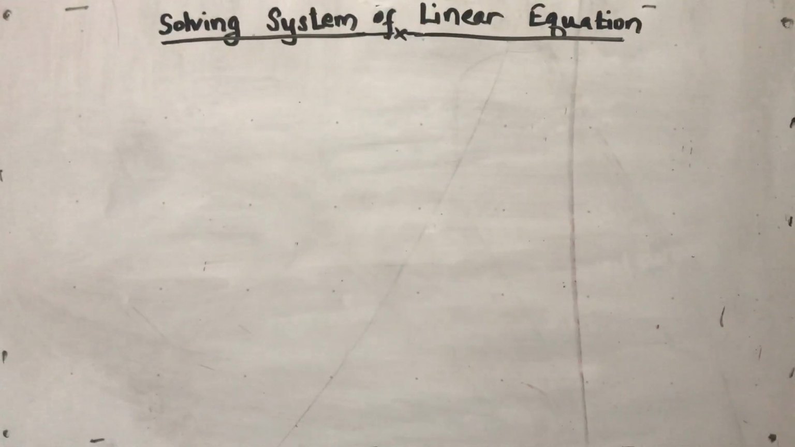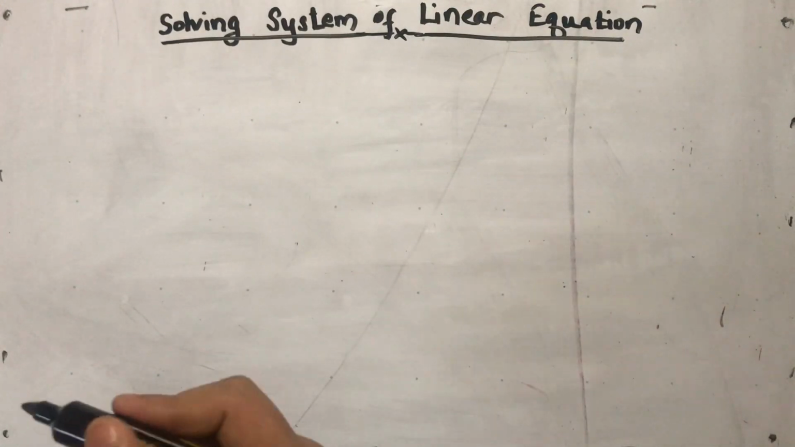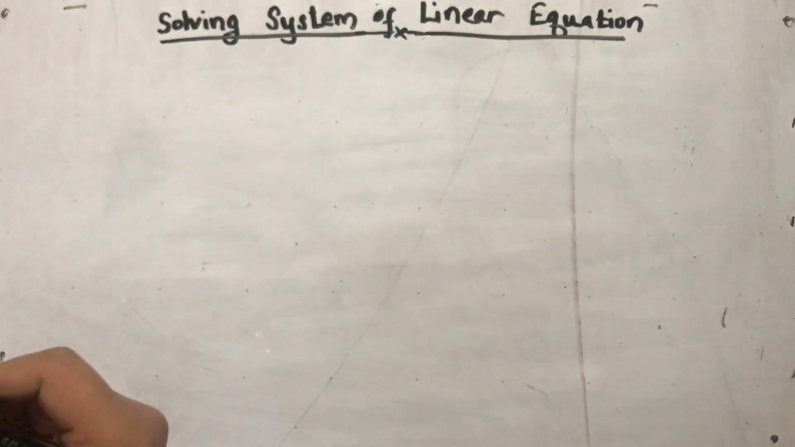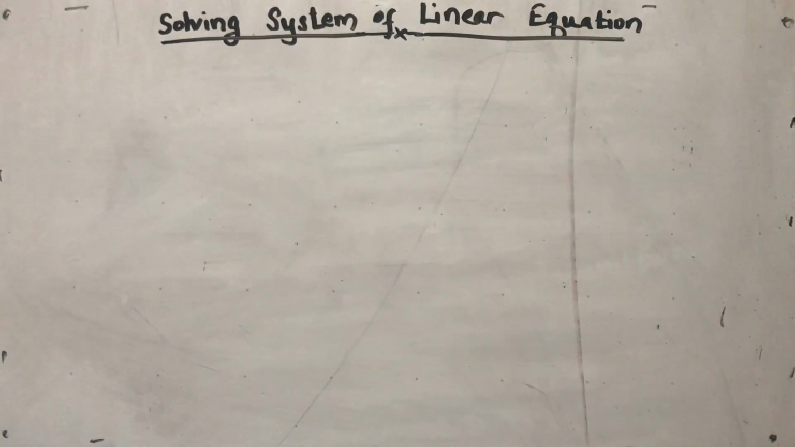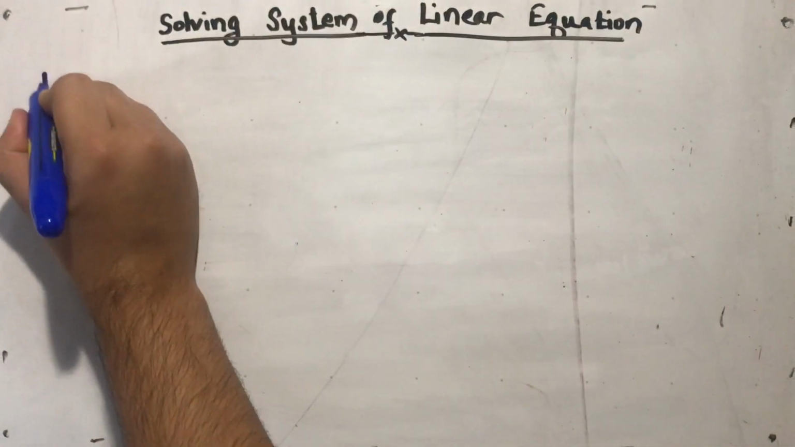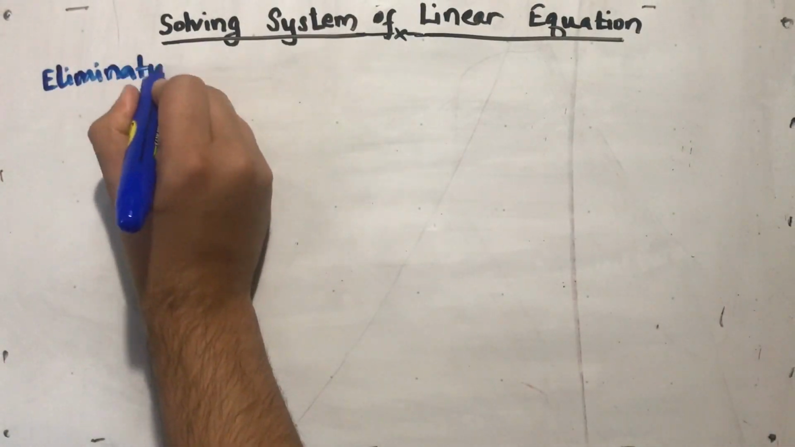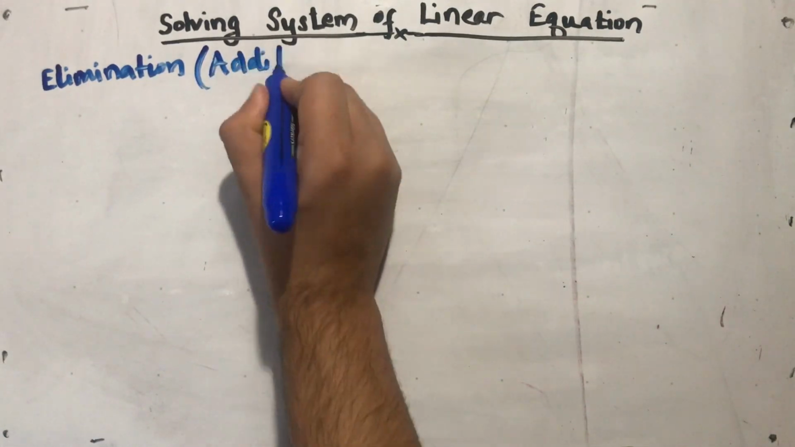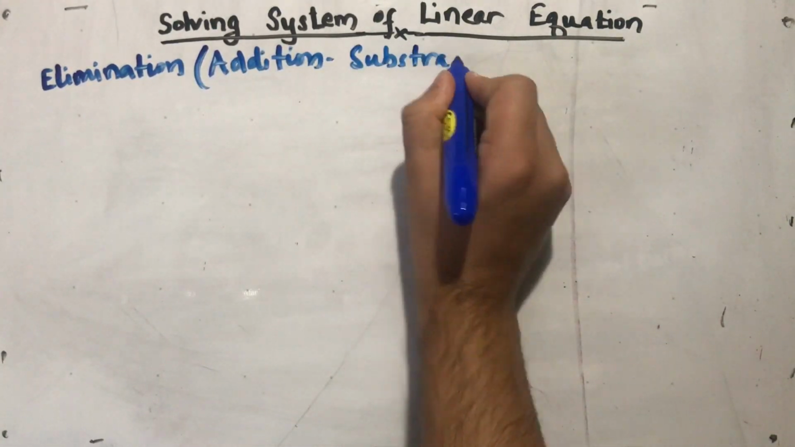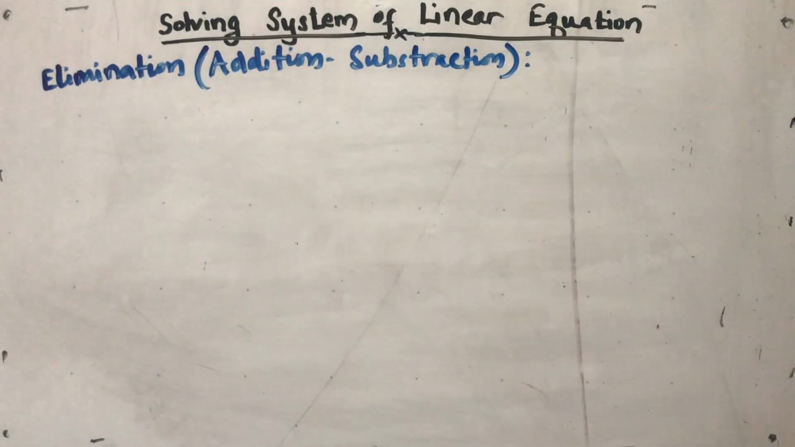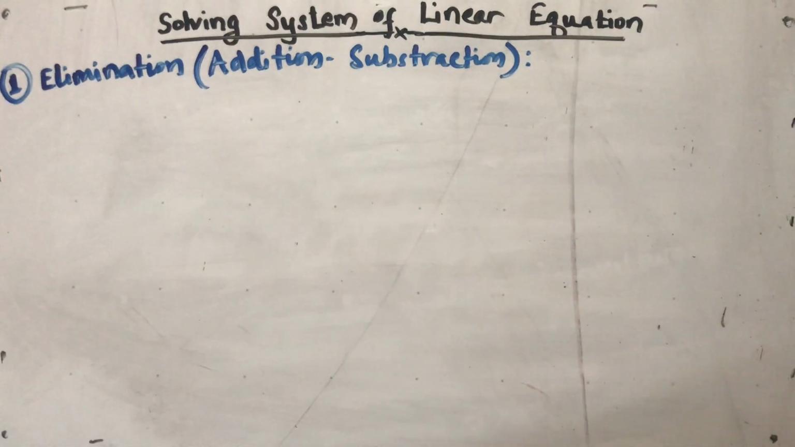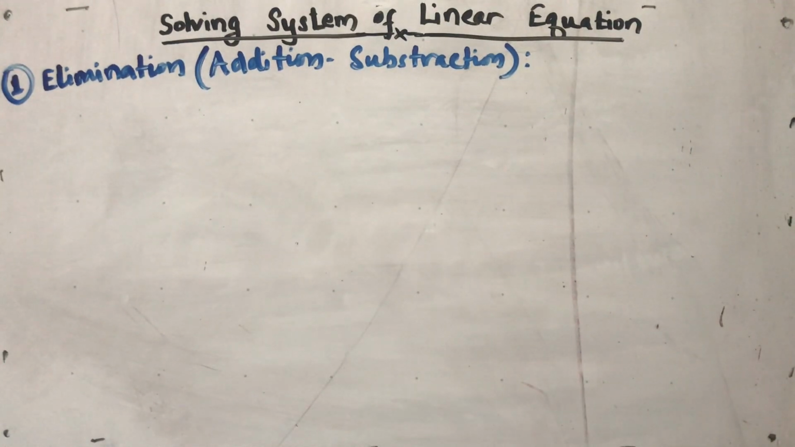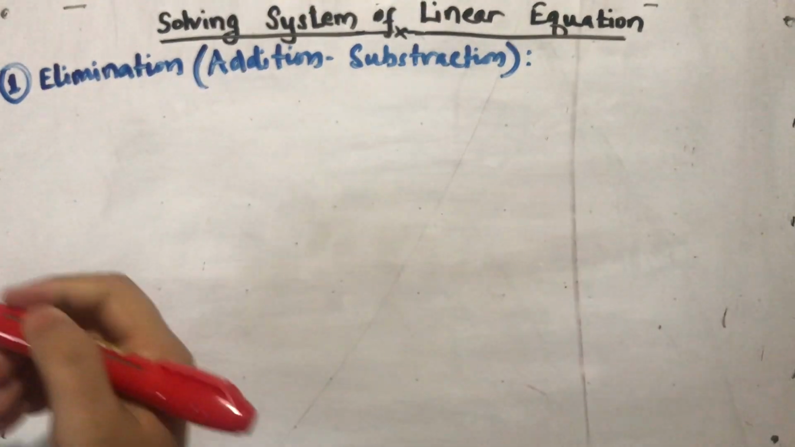Let's start with the first one, which is known as the elimination method, also known as addition or subtraction. So I'm just going to write: elimination method. First one is elimination, also known as addition. Just like the name implies, you add or subtract to eliminate one of the variables, okay? So let me just get right into the example.